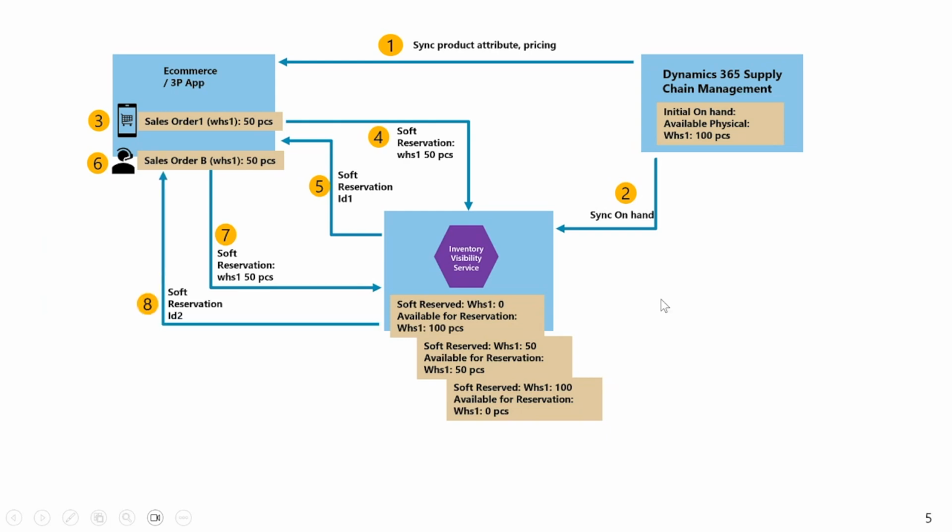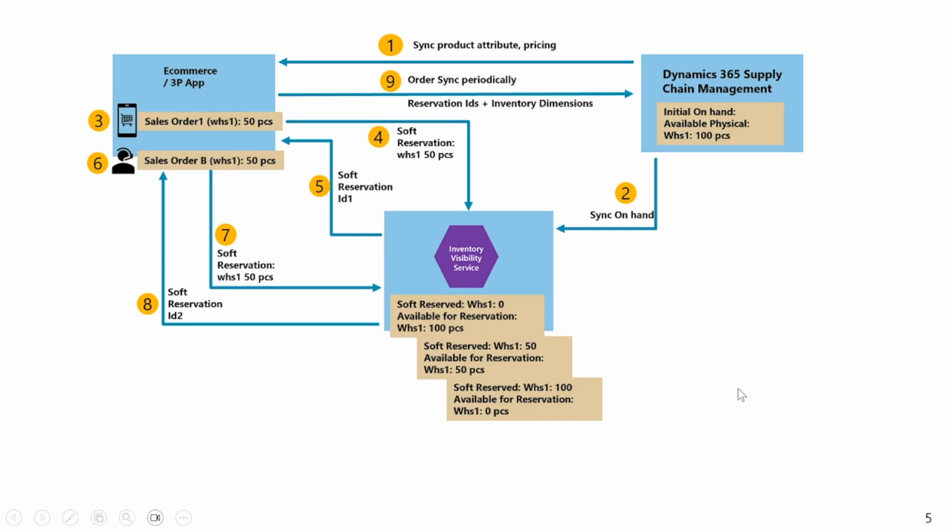Now you can see the soft reserved measure has changed to 100 quantity and available for reservation has reduced to 0 quantity in warehouse 1. So the soft reservation ID for the successful reservation will be returned to the ecom website. In this way, the soft reservation capability can provide an accurate view of available inventory when orders are received.